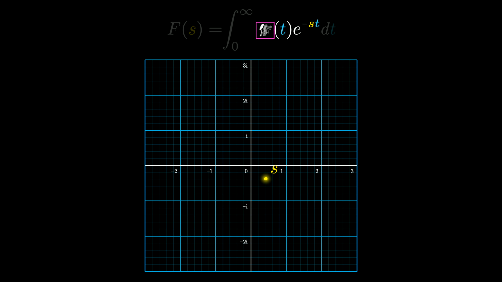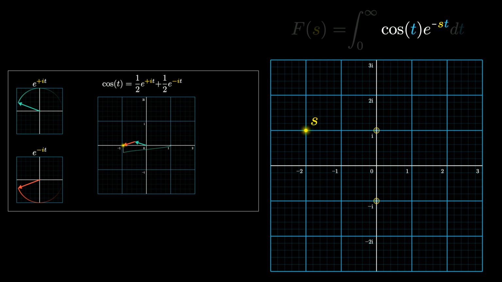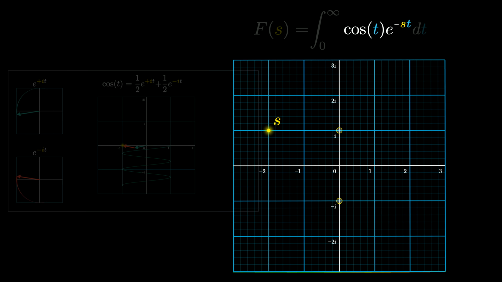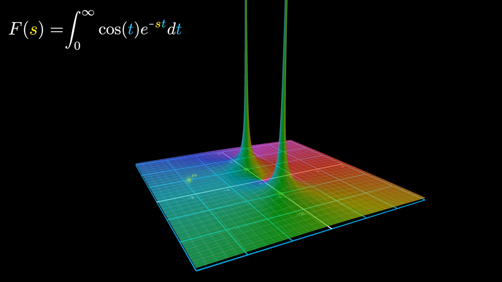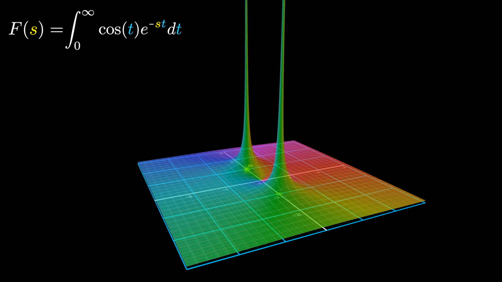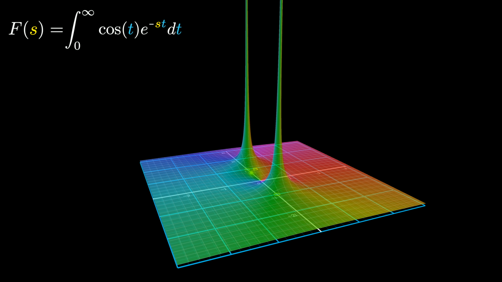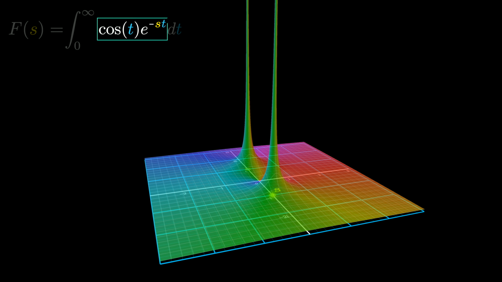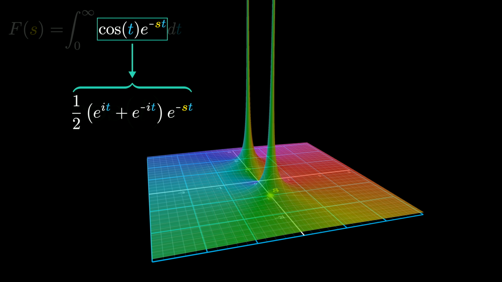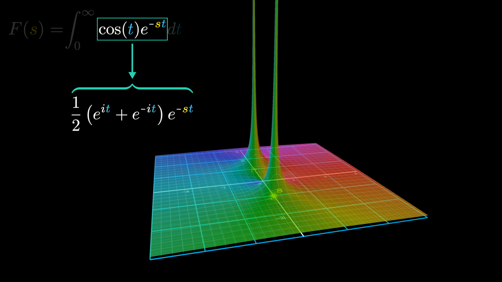For example, let's suppose our function is the cosine of t, which as we discussed just a minute ago, we already know can be broken down as a sum of two exponentials, e to the it and e to the negative it. I've already previewed the idea that when you plot the final result, you should see these spikes over the key values of s, which in this example would mean poles above plus i and negative i. And you can already get a little intuition by taking this example and substituting in the expanded expression for the cosine of t.